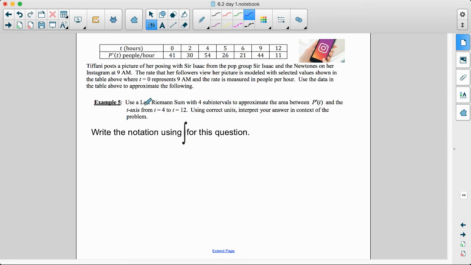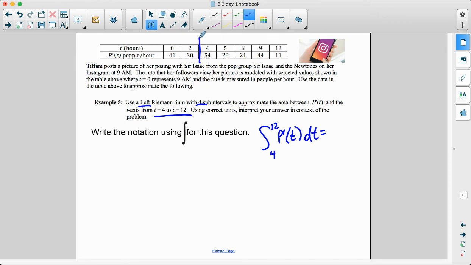Let's do a left Riemann sum with 4 subintervals from 4 to 12. So it's the same setup, different question. Write the notation. Okay, let's start with that. So we're going from 4 to 12, and we're integrating the rate, or we're doing the area under the rate of people per hour. All right, let's do a left Riemann sum with 4 subintervals from 4 to 12.